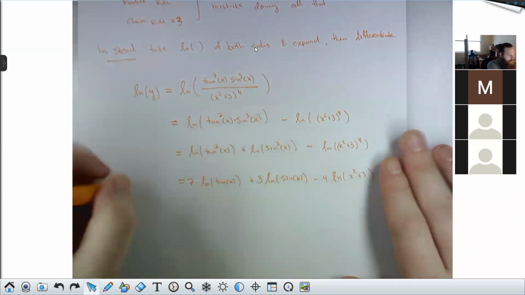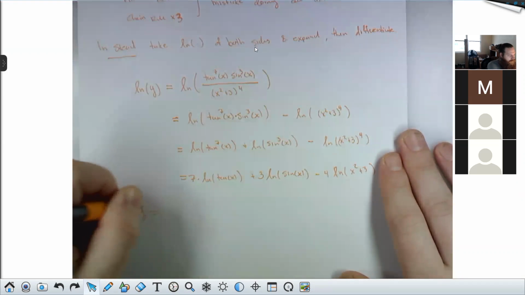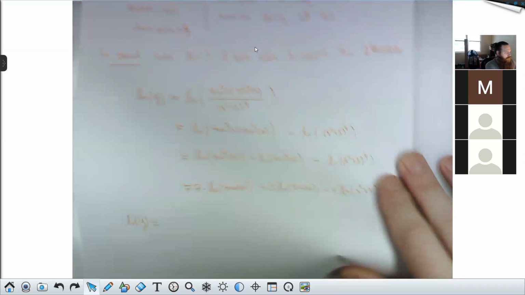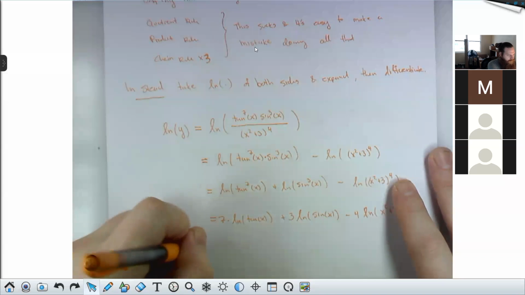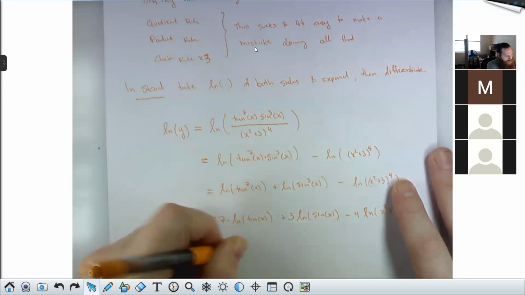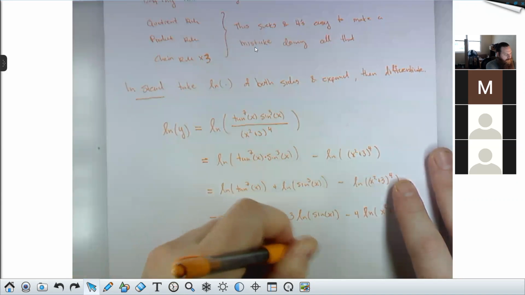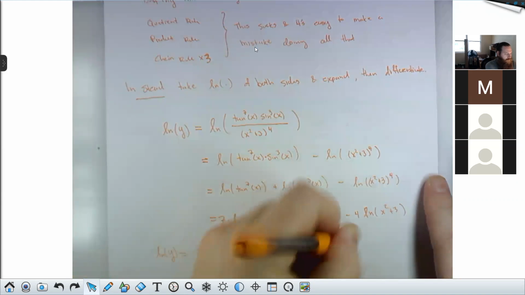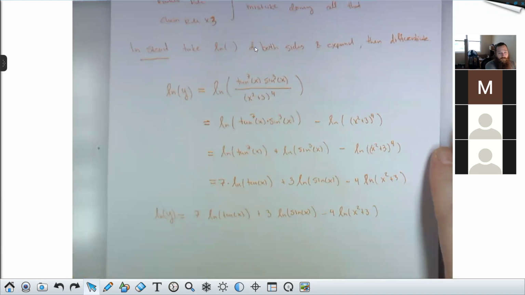Now the magic. Right now I have the natural log of y equals 7 times ln tangent x plus 3 times ln sine x minus 4 times ln x squared plus 3. So if I differentiate on both sides, what do I get?